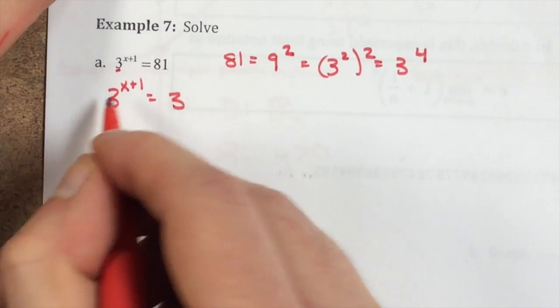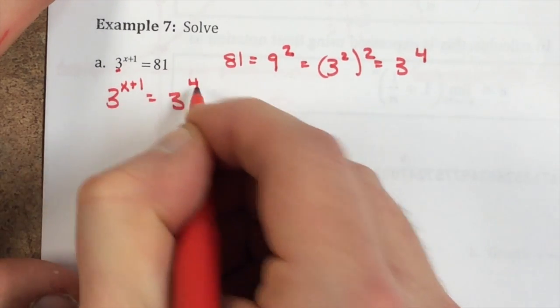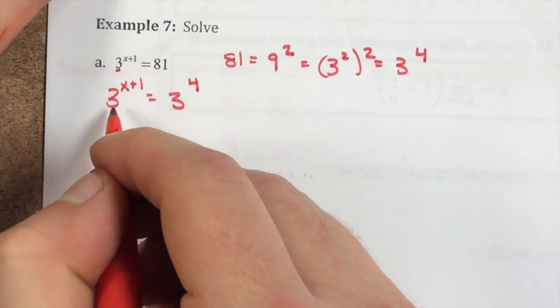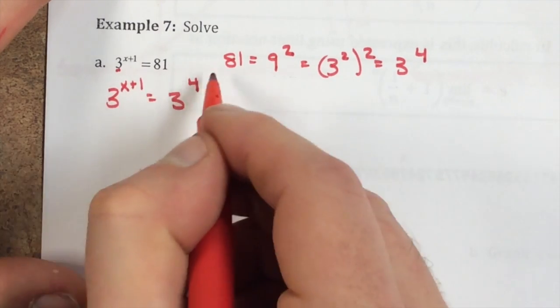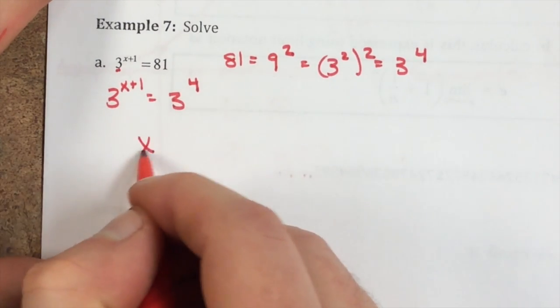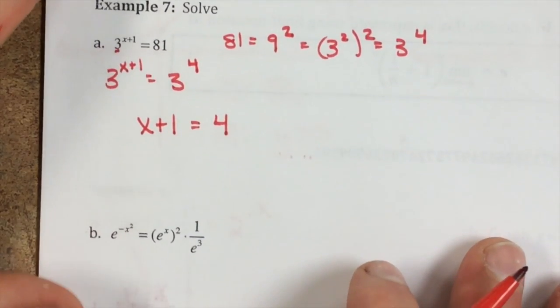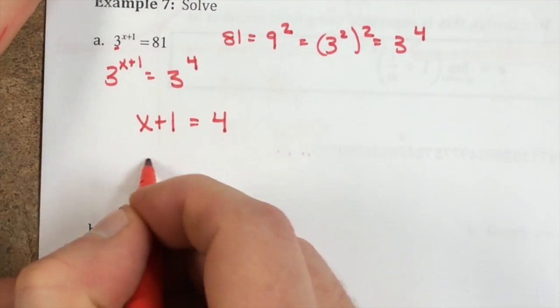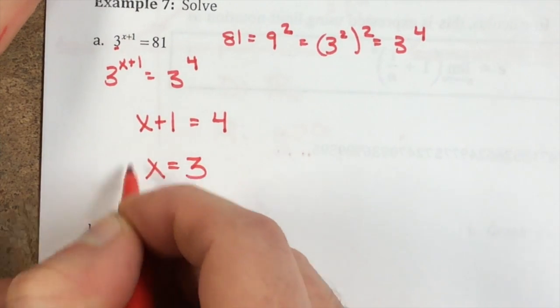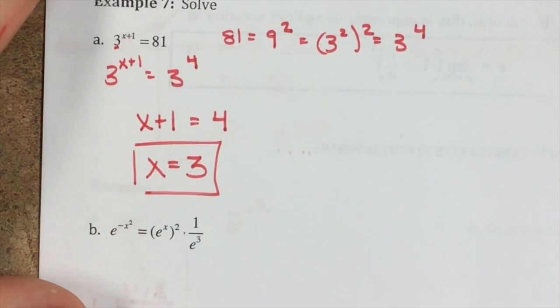So I have 3 to the x plus 1 equals 3 to the 4th. I have the same base, so I can set these two exponents equal to each other. So really this problem is saying x plus 1 equals 4. I think you guys can solve that. Subtract 1. So x equals 3. There's your solution.